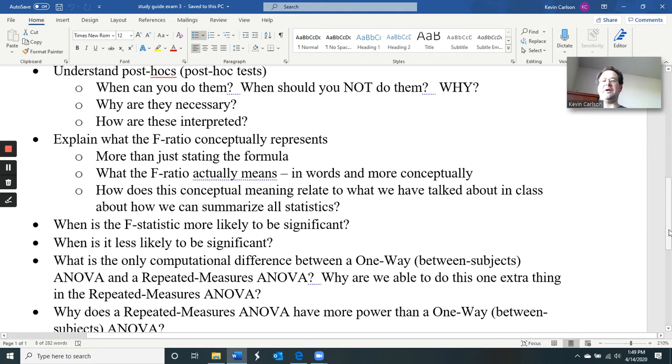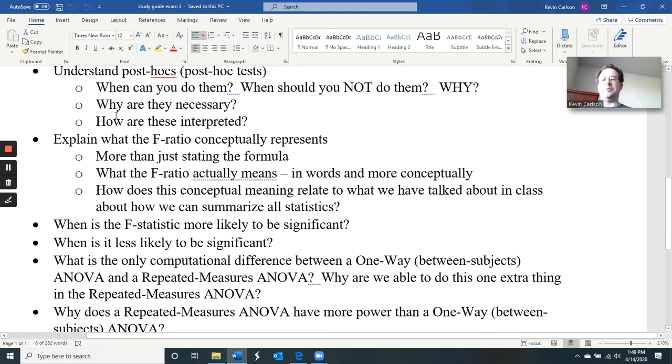And we just talked about that right there. So the post-hoc tests, we can only do them if the F is significant and we reject the H0. We can't do it if we fail to reject and say it's not significant. Why? Well, because of the type 1 error. Why are they necessary? Because the overall F just tells us there's some difference between the groups or the levels of the IV. It doesn't tell us which ones differ from each other.